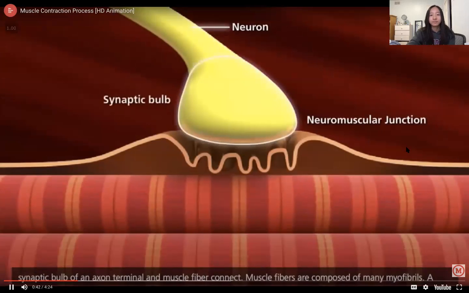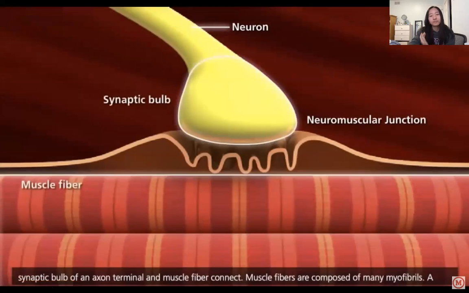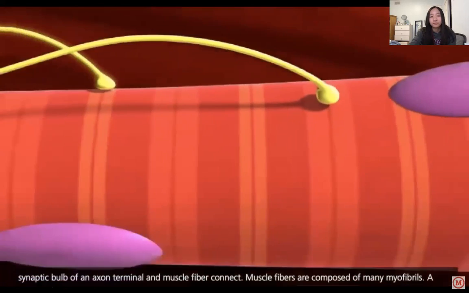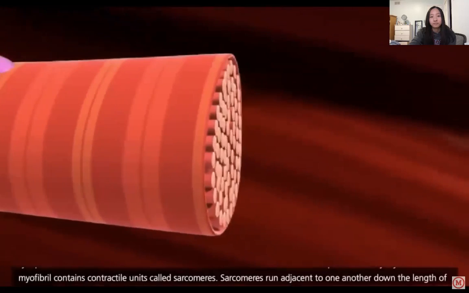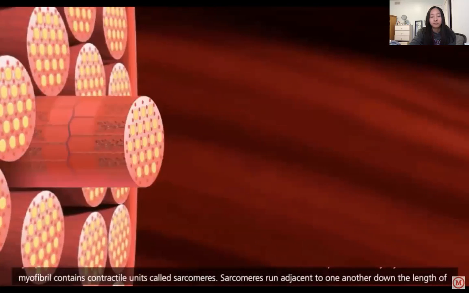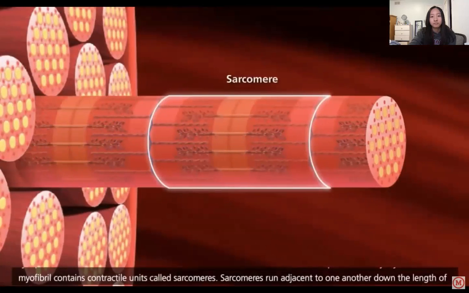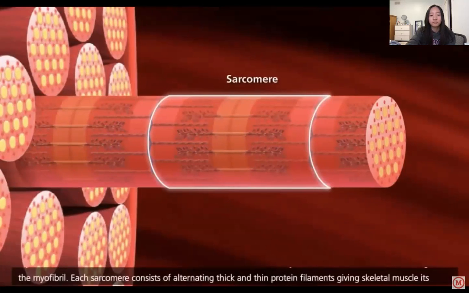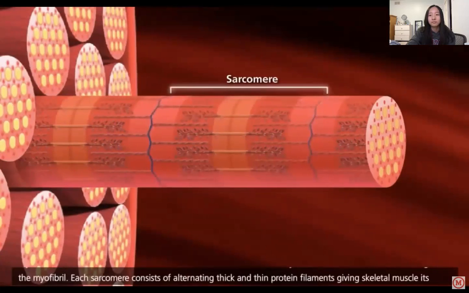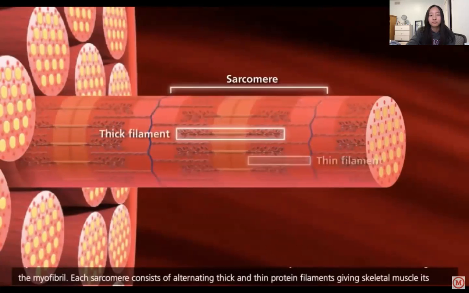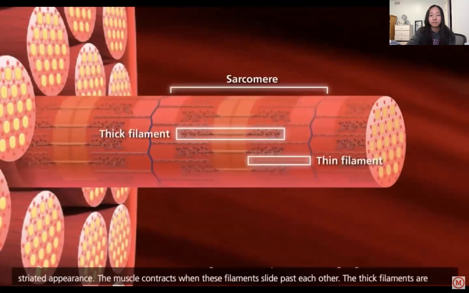Where the synaptic bulb of an axon terminal and muscle fiber connect. Muscle fibers are composed of many myofibrils. A myofibril contains contractile units called sarcomeres. Sarcomeres run adjacent to one another down the length of the myofibril. Each sarcomere consists of alternating thick and thin protein filaments, giving skeletal muscle its striated appearance.